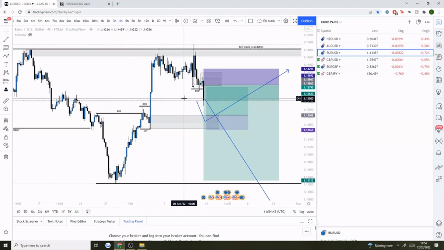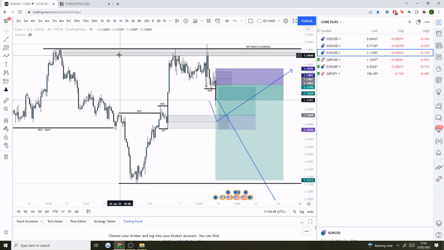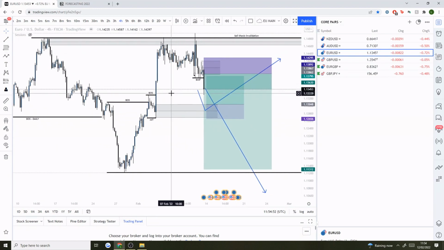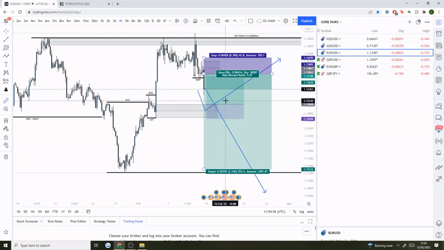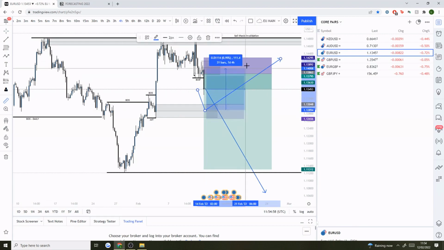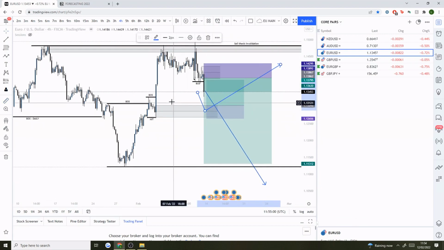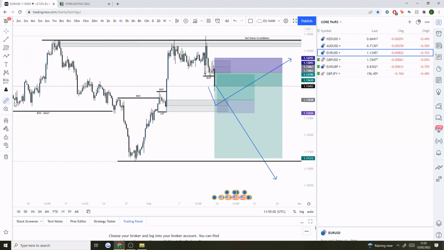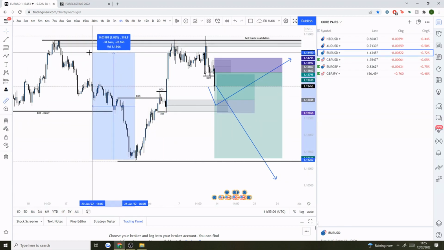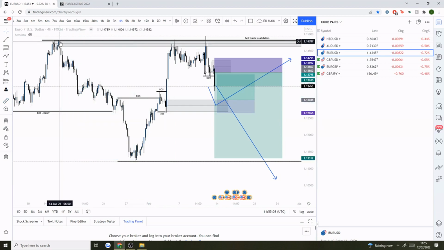So what is definitely possible is that we're not going to continue away from the daily like I was talking about. Instead, what could happen is we come down into this 4 hour bullish order block and then we start to see price buying up away from there. And also in favour of this thesis is the fact that bullish momentum is actually a lot stronger than the bearish momentum was, which broke the daily structure.